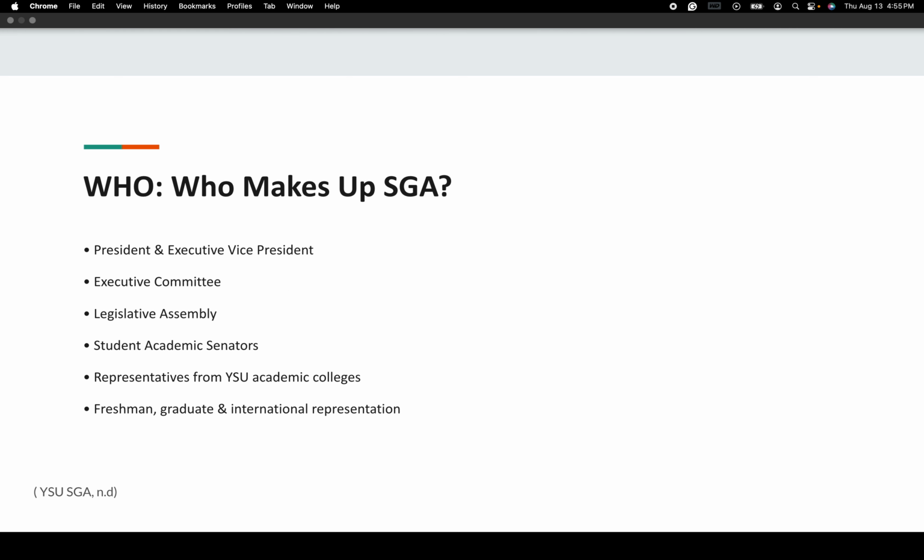According to YSU's SGA Constitution, the organization includes an executive committee, legislative assembly, and student academic senators. It includes a president, executive vice president, other leadership positions, and representatives from across the university. This structure allows students with different experiences and backgrounds at YSU to have proper representation.